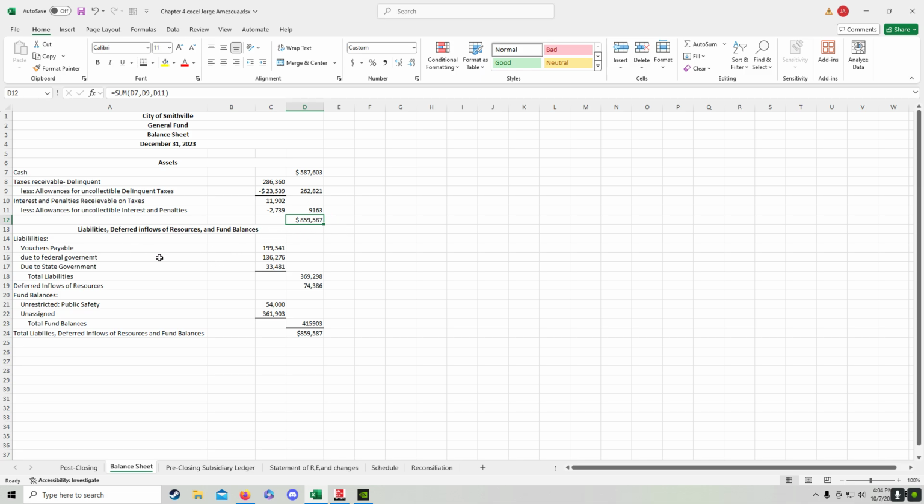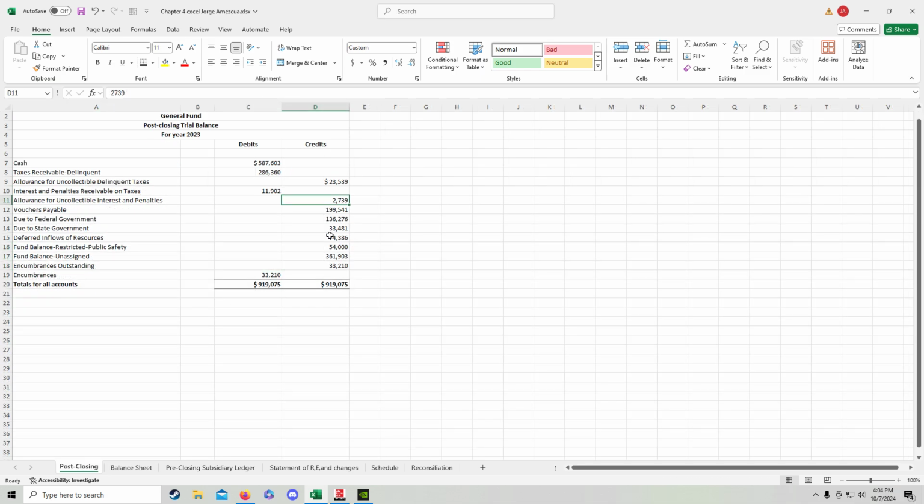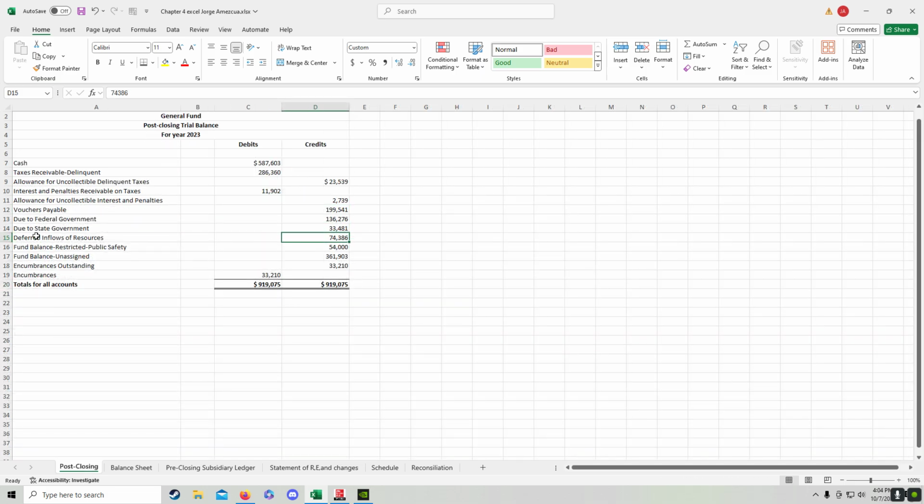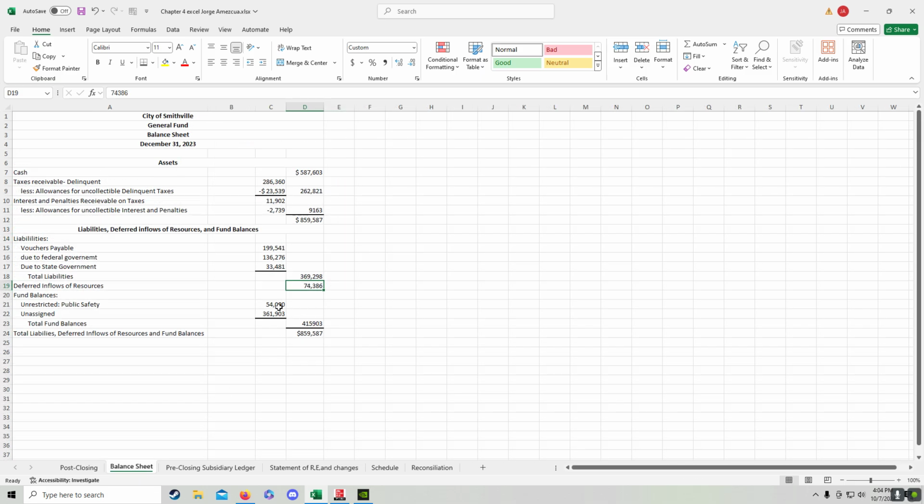For the liabilities, I listed out the accounts and I got these three accounts using vouchers payable, due to federal government and due to state governments. I sum these three together to get this number. I got this number, deferred inflows of resources, from right here, deferred inflow of resources.